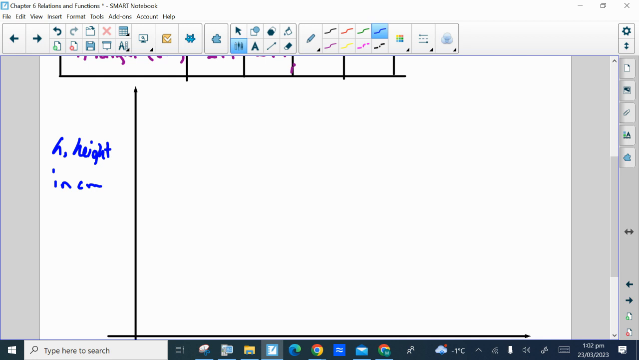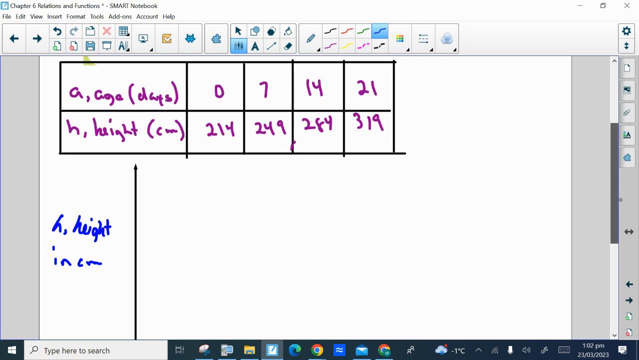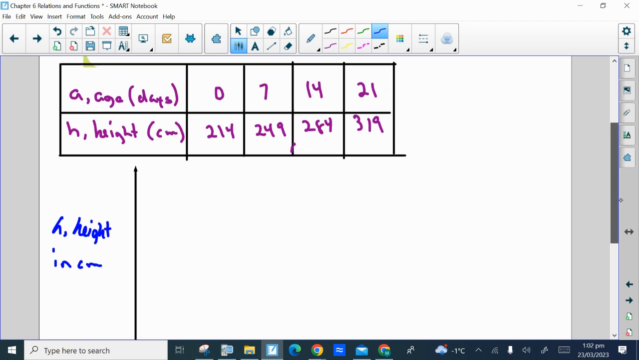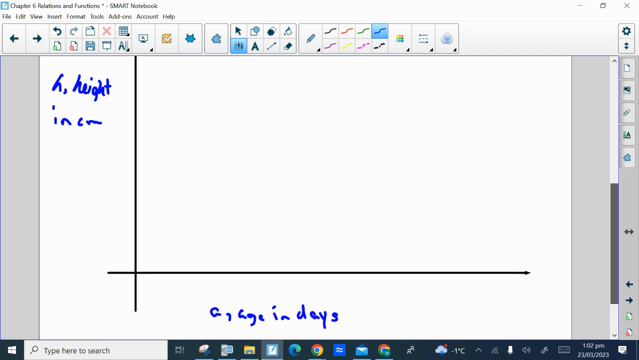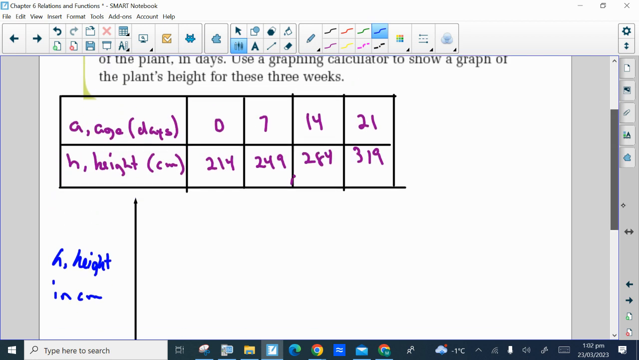So it might be a little helpful if you had a straight edge for this as well. We also have to choose a suitable scale on both axes. And for my age, I'm going to start at 0 and go up by 7s. So that might be 7 days, 14 days, 21 days, and that's how high this table goes.